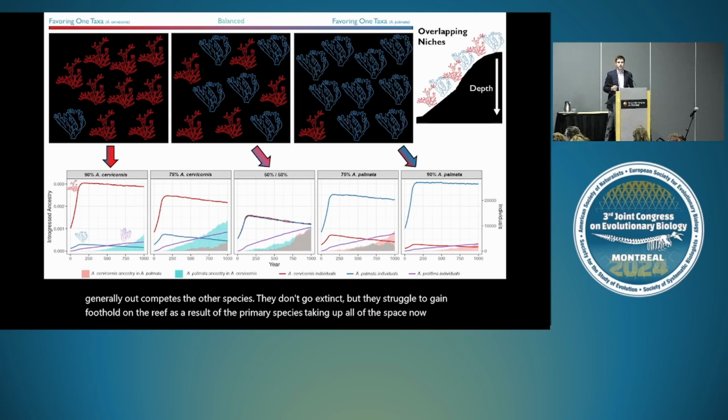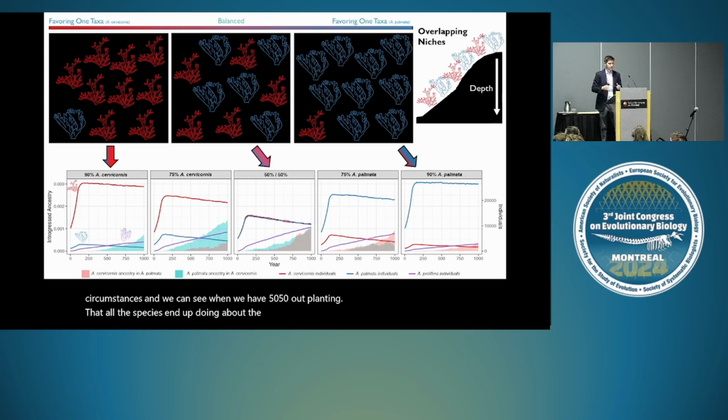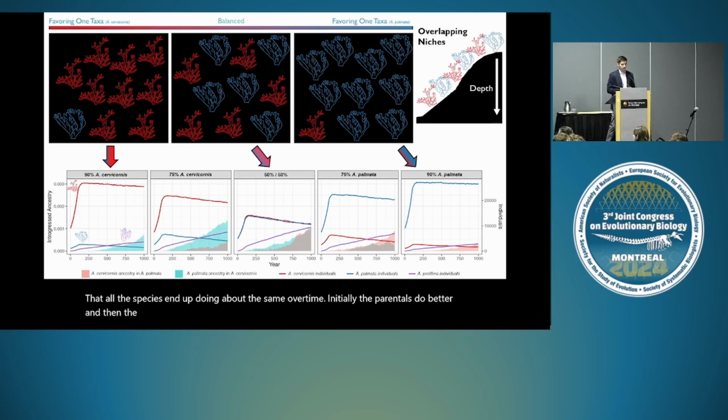We also see here that the hybrids are able to outcompete the minority taxa in a lot of these circumstances. And we can see that when we have 50-50 outplanting, all the species end up doing about the same over time. Initially, the parentals do better, and then the hybrid can gain some ground here.